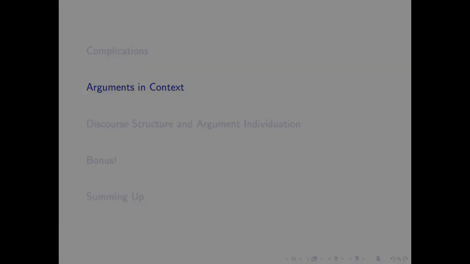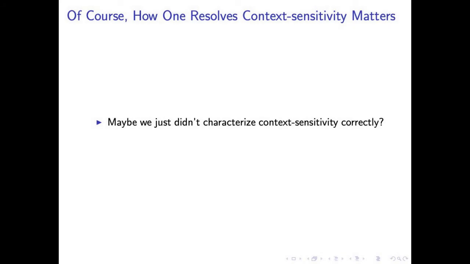Okay. So here's one way to think about things. Maybe we didn't characterize context sensitivity in exactly the right way. Maybe context has to feature into the determination of truth conditions in a slightly different way than what the standard semantics tells us. Here's one idea. Let's look at the kind of silly problems that I looked at in the beginning, and let's try to connect them to the kind of inference patterns that I'm looking at here.